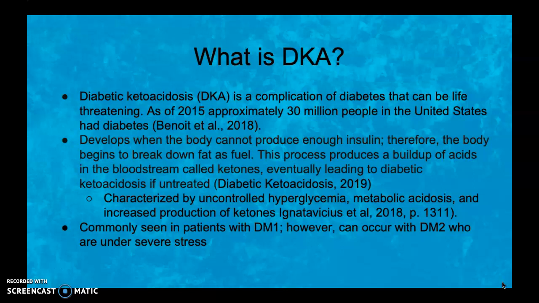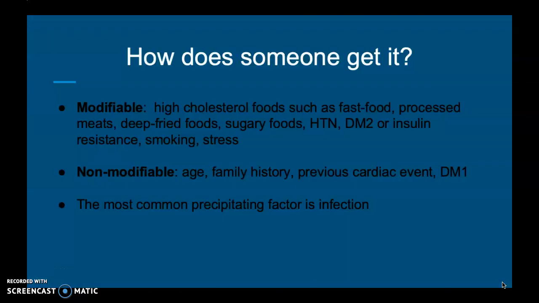It is important to remember that DKA is characterized by uncontrolled hyperglycemia, metabolic acidosis, and increased production of ketones. While DKA can occur in both type 1 and type 2 diabetes, it is more common in type 1. Most often, it occurs in type 2 when people are under severe stress, such as infection or trauma.